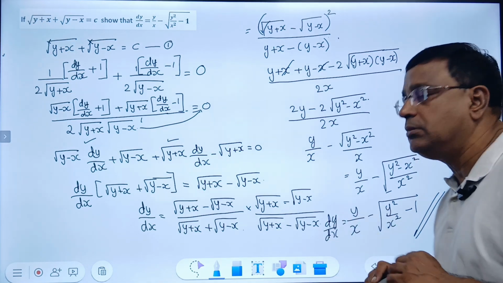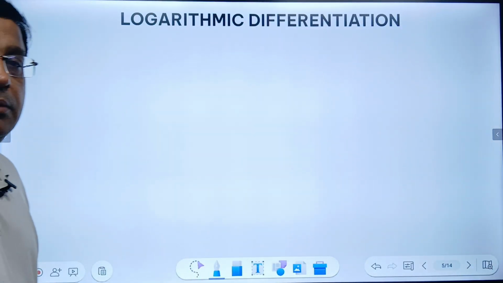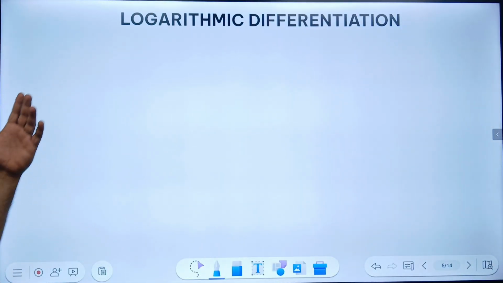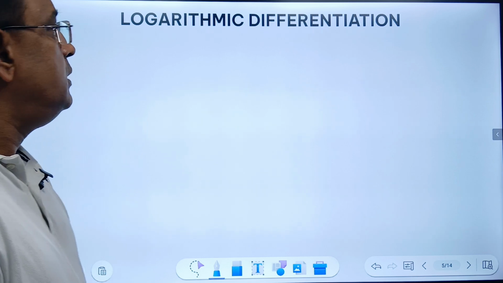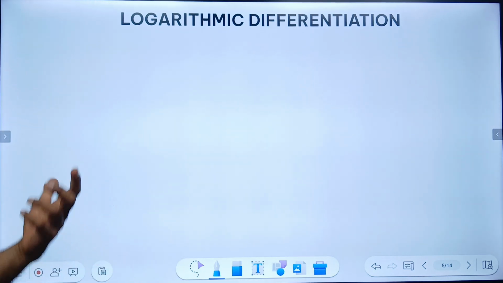Slightly lengthy problem, but it is definitely not difficult. Okay. Okay, with that we complete implicit function differentiation. Now I am going to go for logarithmic differentiation. It's a slightly lengthy part of differentiation, but we'll see how much we can do.